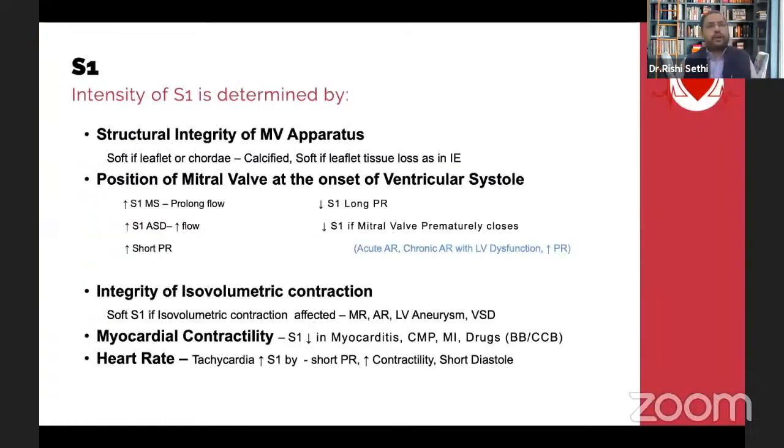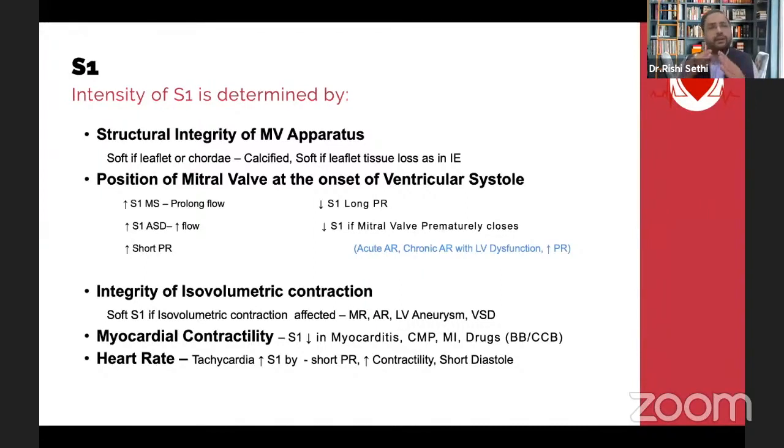S1, we all know, consists of two components, the mitral closing and the tricuspid closing, the M1 and the T1 component. Many a times, the only thing that we are discussing in examination is the intensity, whether the S1 is soft or whether the S1 is loud. And the intensity of S1 is determined by many factors.